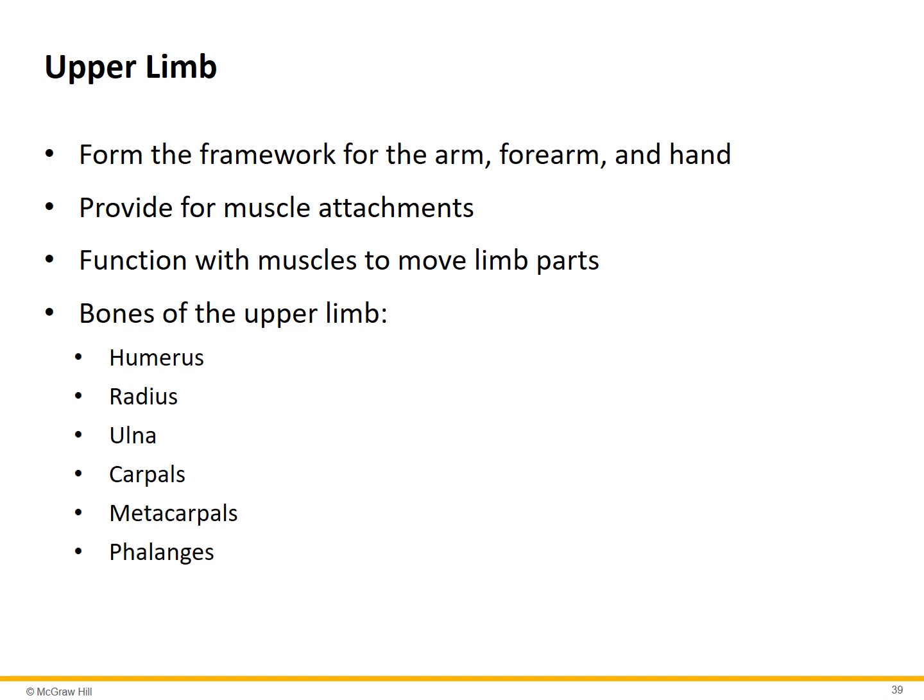Okay, so your upper limb is the framework for your arm, your forearm, your hand, your fingers, right? And it has roughened areas, projections on it that provide attachments for muscles. The function of the muscles is to be able to move your arm, your hand, your wrist, your fingers. The bones of the upper limb include the humerus, radius, ulna, carpals or wrists, metacarpals or hands, and phalanges, your fingers.